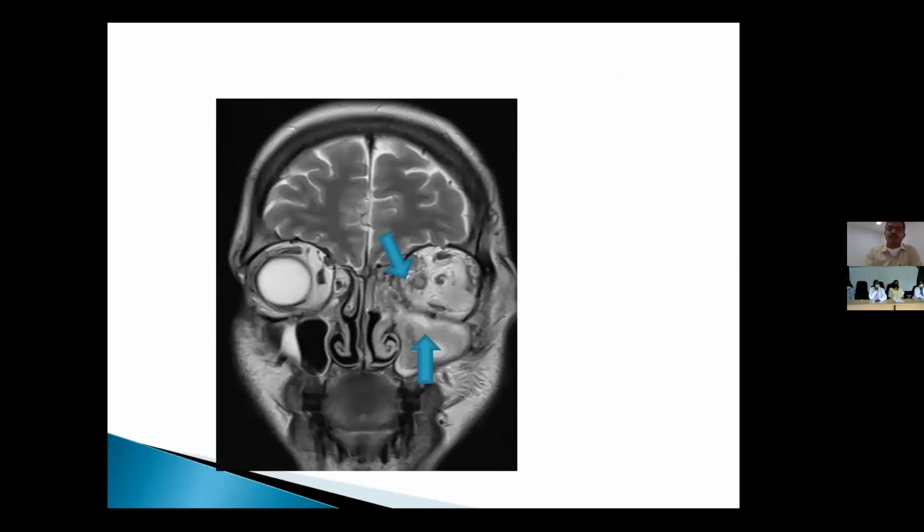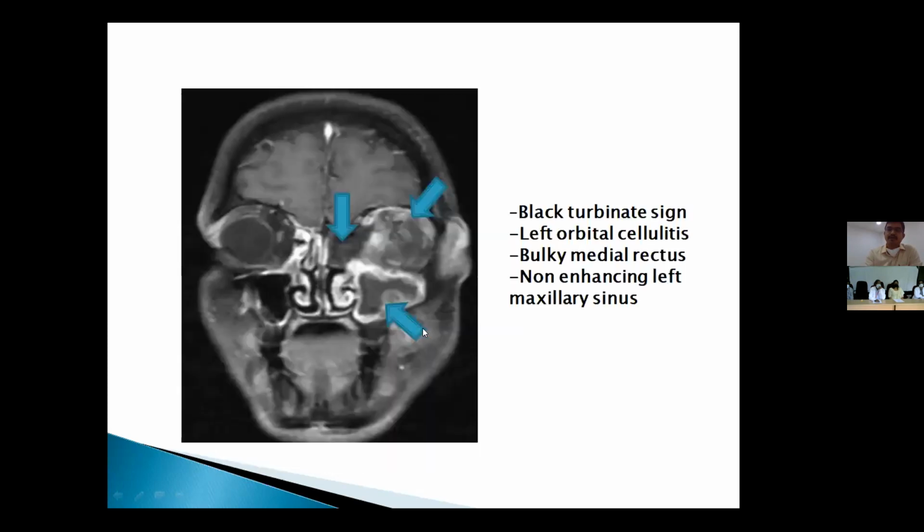And here we found hypointense to isointense signals occupying the entire left ethmoid sinus and left maxillary sinus, along with thick and bulky edematous medial rectus, levator palpebrae superioris, superior oblique muscle with orbital fat stranding. So this is a case of acute invasive sinusitis with left orbital cellulitis.